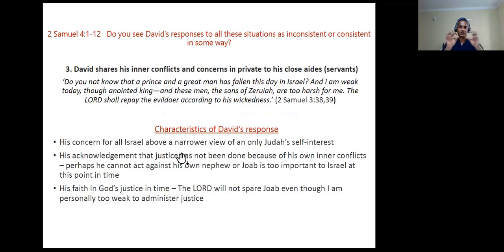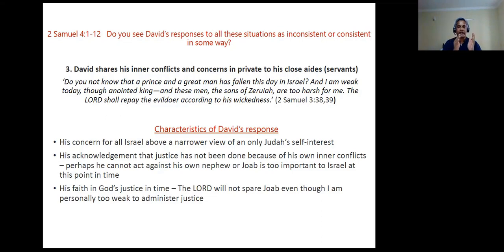The third words of David that I want to pick on is that David shares his inner conflicts and concerns in private to his close aides. In verses 38 and 39 of last chapter, we see he tells his servants, his close aides, do you not know that a prince and a great man has fallen this day in Israel? Again, he sees this event through the lens of Israel's interest. And I am weak today, though anointed king, and these men, the sons of Zeruiah, are too harsh for me. The Lord will repay the evildoer according to his wickedness. So what can we see about David here? One is his concern for Israel, like we said last time, supersedes a narrower view that he could have taken of Judah's self-interest.